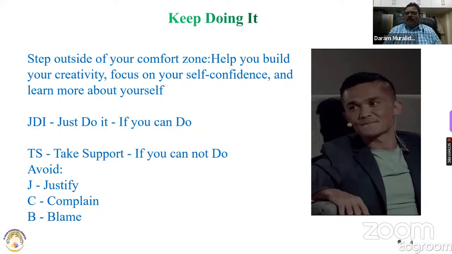And the third important point is always avoid justify, complain, and blame. This is called the blame game. So one should come out of this JCB. Then only you can see some route to your success or goal. As long as you are moving around these three, you are never going to achieve your goal.